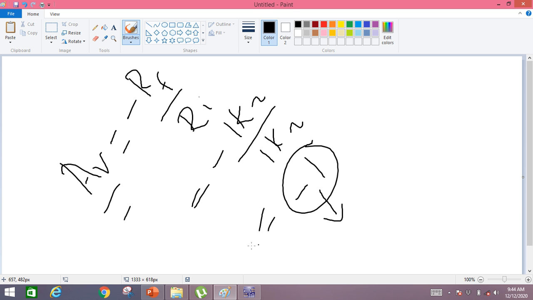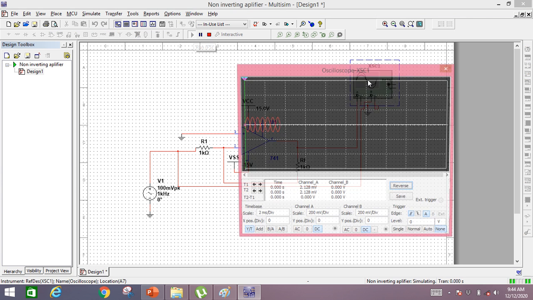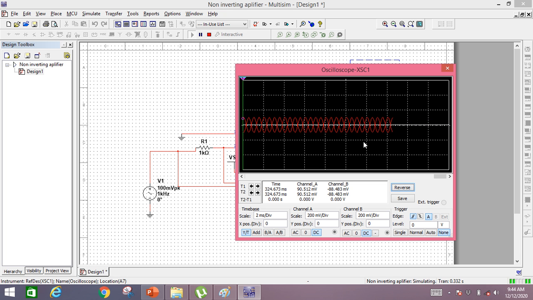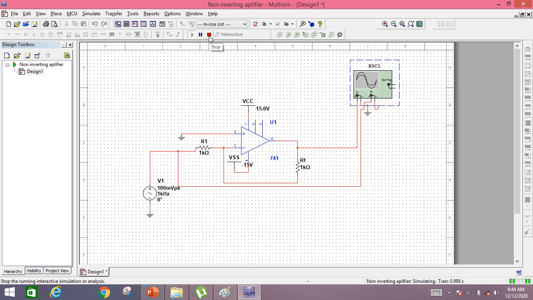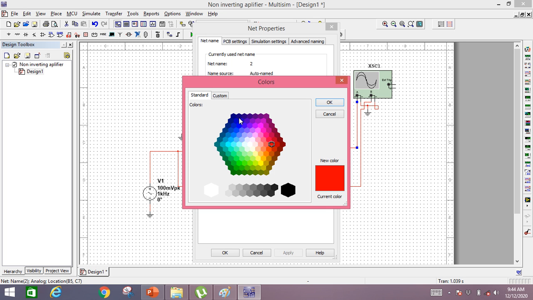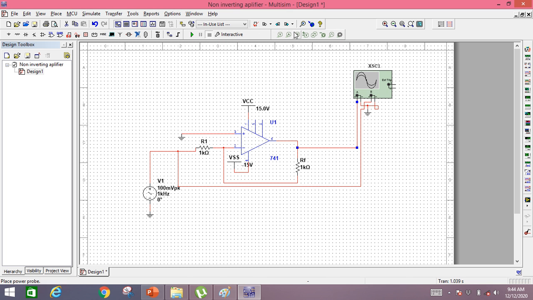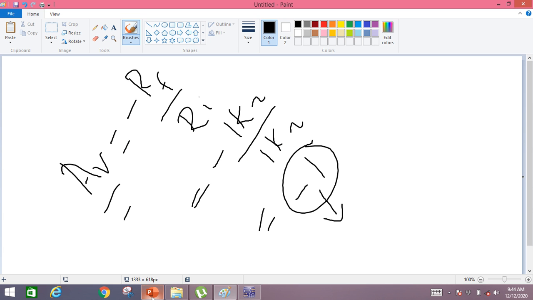So let's run this circuit. First let me change the color of the output signal. The color of the output signal is blue. Now run the circuit. I think I didn't apply.